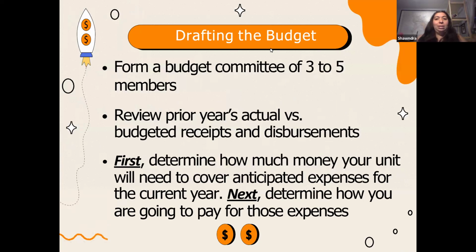All right, so drafting the budget, you want to form a committee of 3 to 5 members. It's good to have non-board members participate in this. You want to review the prior year's actuals versus budgeted receipts and disbursements. If you were on the president's training, Amy mentioned, usually your budgets are pretty close year to year. What you fundraise, you're probably going to be within a slight percentage of that. So basing your budget off of the previous year is a great starting point.